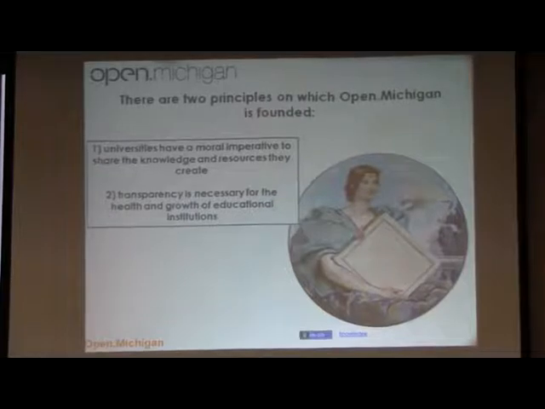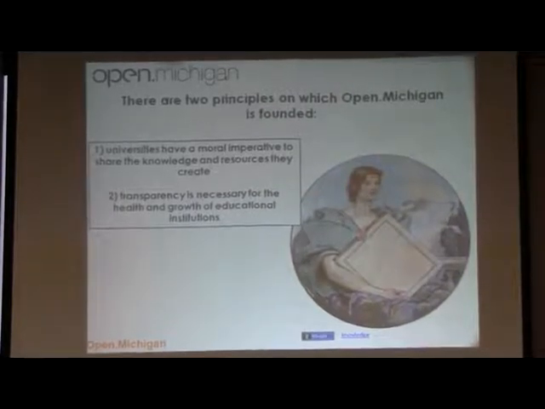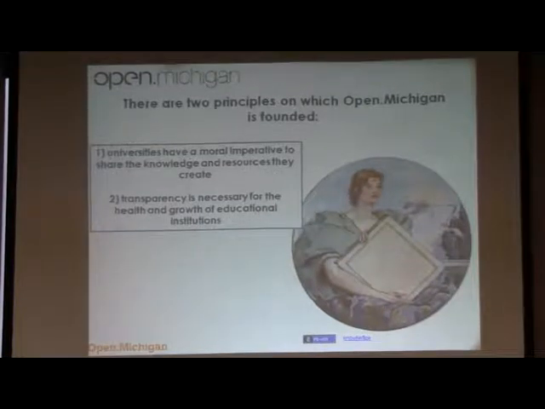But we also have these underlying values that we believe that as a public university especially, we have an imperative to share the knowledge and the resources that we create with other institutions and with other people, especially learners in Michigan. We also believe that transparency is a way to grow and to make a healthy educational institution, so that people see the high quality of the resources that UM Flint or UM Ann Arbor creates. They see the type of innovation happening at our institution, and they can see what we're teaching. So especially for a public institution, taxpayers know where their money is going. Those are some of the underlying beliefs that we founded Open Michigan with.